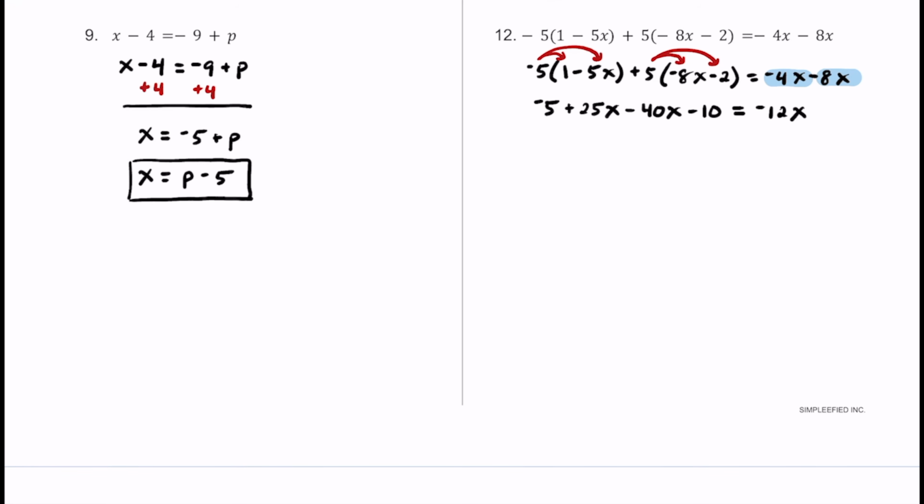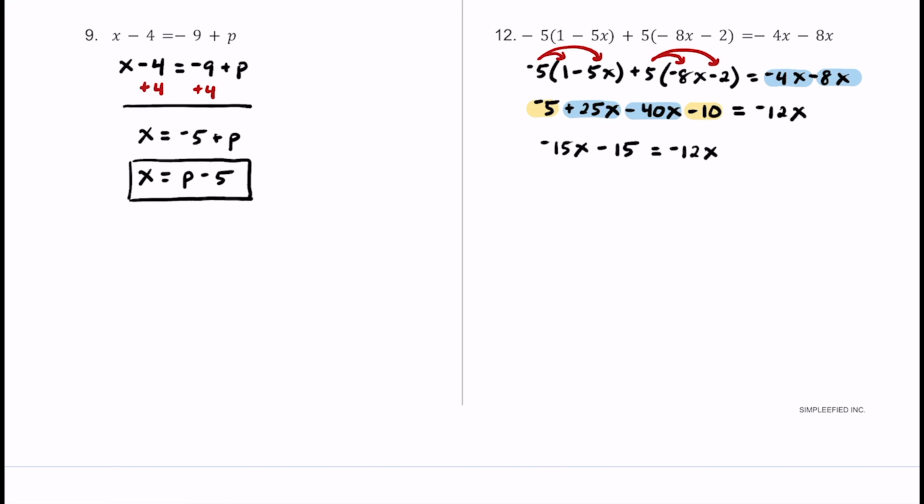Now before we keep going, looks like we can combine some terms on the left side of the equation. So we have 25x take away 40x. And if we do 25x minus 40x, that should be -15x. But then on the left side, we have these constants of -5 take away 10. -5 take away 10 is the same thing as -5 plus -10. So that's going to be -15, and that's going to be equal to -12x.